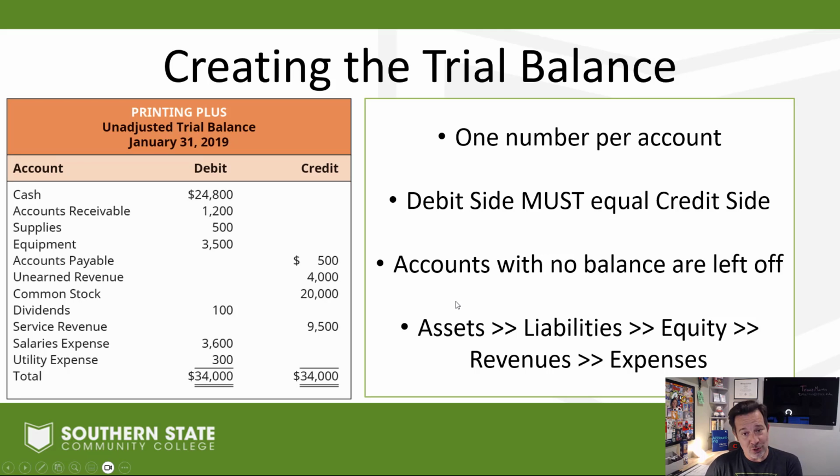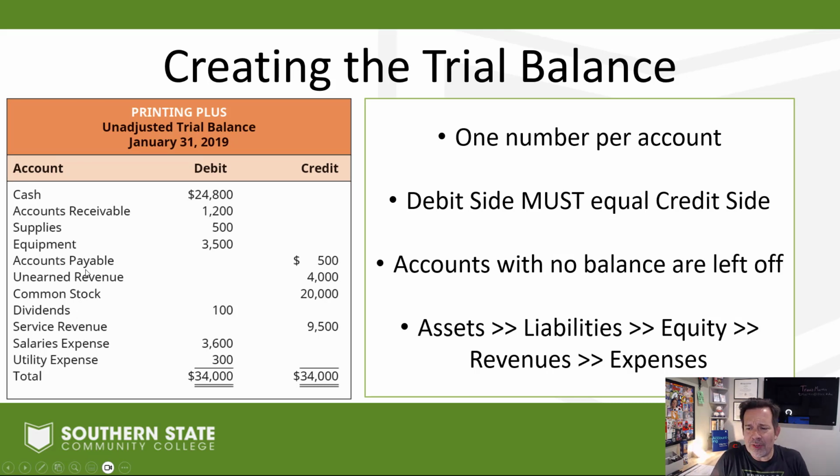And there's an order that we normally have the accounts in on the trial balance. You see we've got our asset accounts, our liability accounts, our equity account, revenue, and expenses. That's the order of the trial balance, just like that, every time.